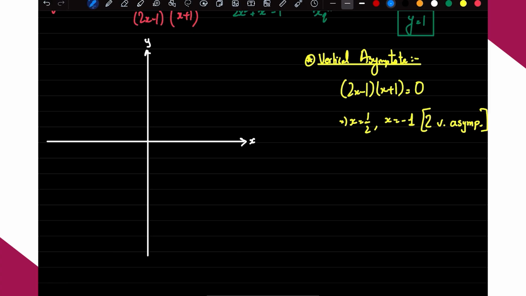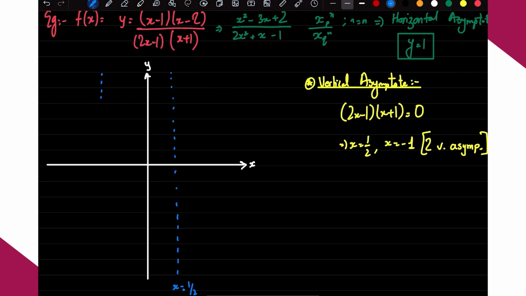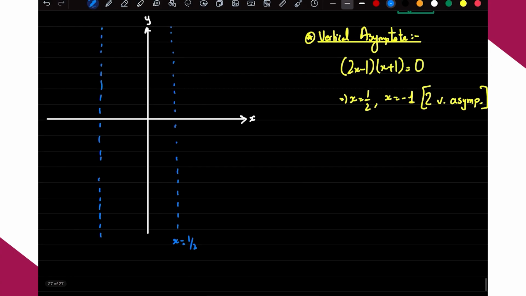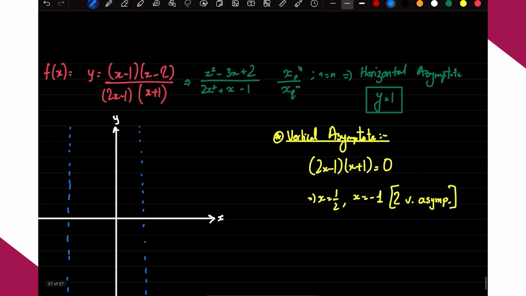We first got a half, so that's going to be right like this. That's x equals half. And then we also have x being -1, so x is equal to -1, not just 1. Right? That's the vertical asymptotes. So now we want to go ahead and evaluate the horizontal asymptote.